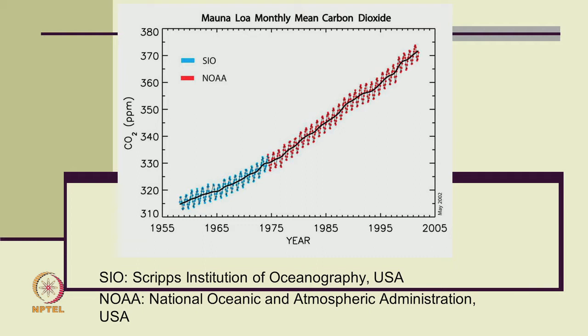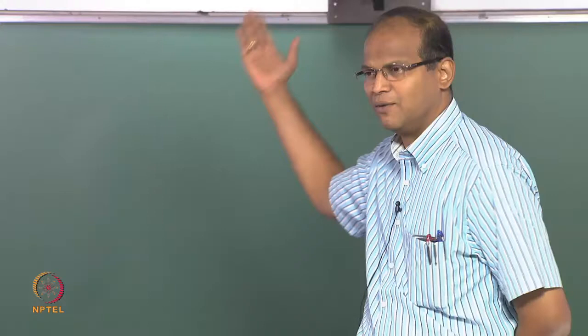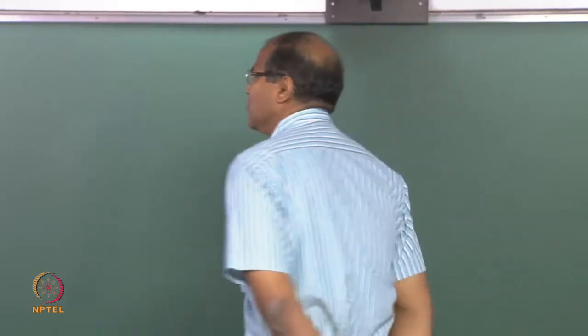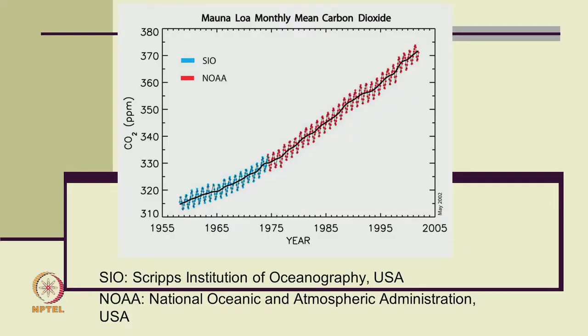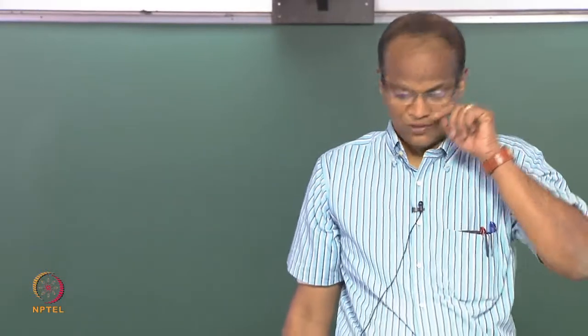The y-axis is the global mean concentration of carbon dioxide in ppm, parts per million, versus time. Recorded data is available probably from 1960 onwards, and here you can plot up to 2013. The first 20 years we have from SIO, the Scripps Institution of Oceanography in San Diego, California, USA. And then from 75 onwards you also have satellite measurements and so on.